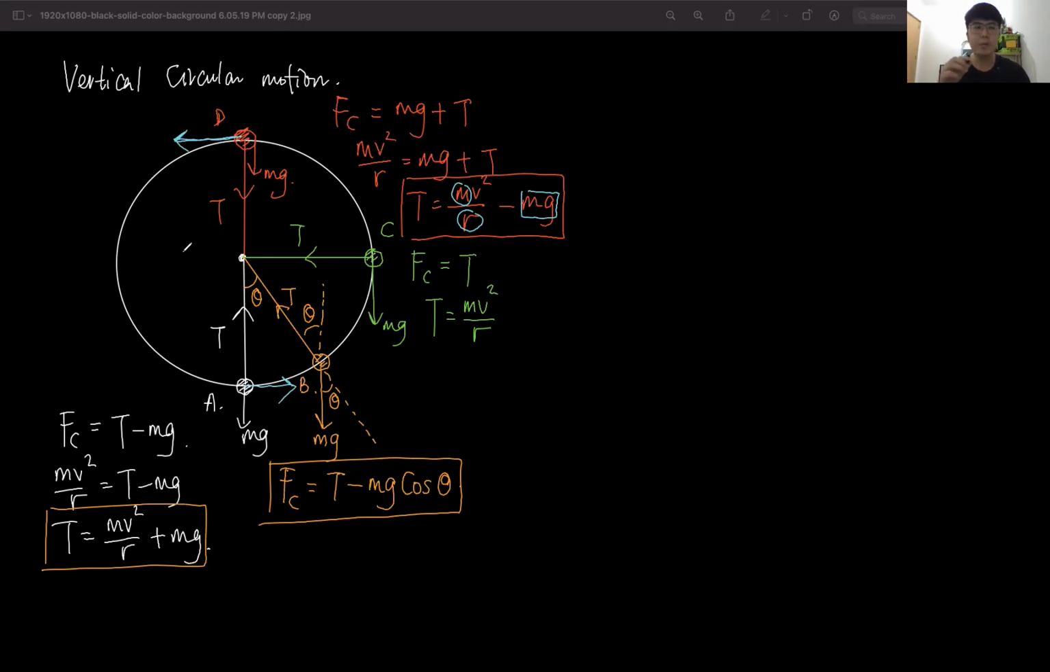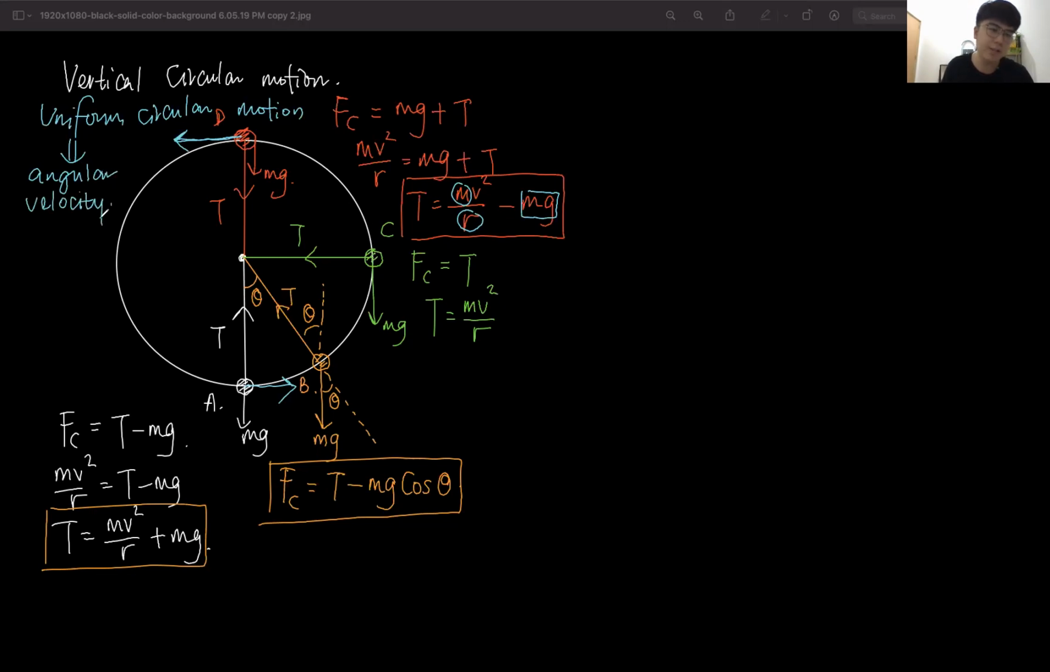But understand that we are dealing with uniform circular motion. That means, what is uniform? What do we call that? Our angular velocity.